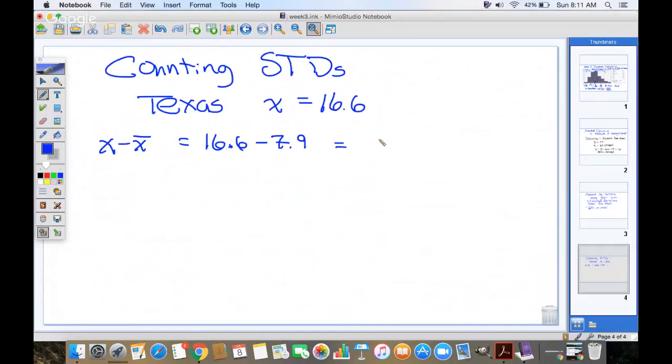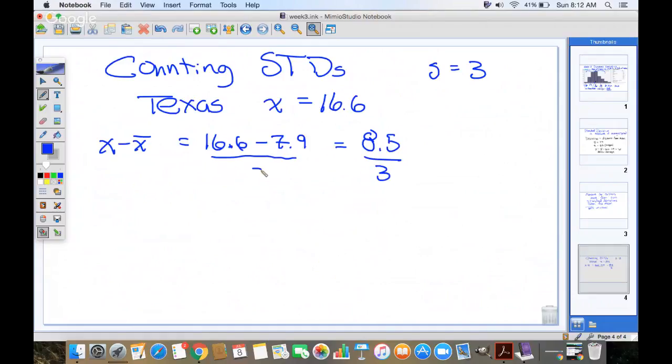8.5, is that right? I guess I should whip out a calculator. Yeah, 8.5. So that's Texas's deviation. Now I want to know how many standard deviations that is. So we calculated the standard deviation was approximately 3. We're just going to call it 3. So all I want to know is how many groups of 3 are in 8.5. So I'm just going to divide that by 3.